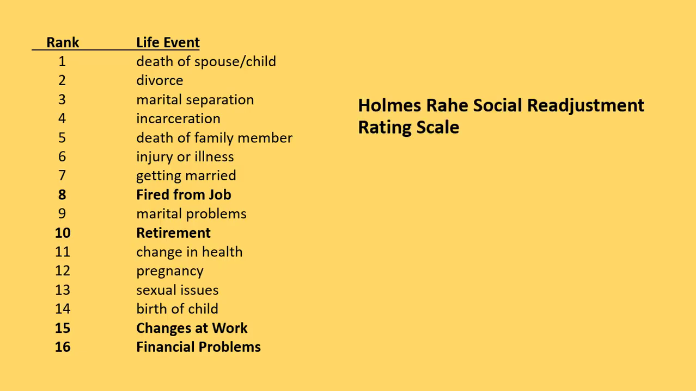This is just a portion of what's called the Holmes-Rahe Social Readjustment Rating Scale, or in short, what we just refer to as a stress scale. And there's all different types of stress scales out there. In 1967, two psychiatrists, Thomas Holmes and Richard Rahe, developed the Social Readjustment Rating Scale. And what the scale does is it lists 43 things that can happen to you in your life. And each one of those things is assigned a number of points.